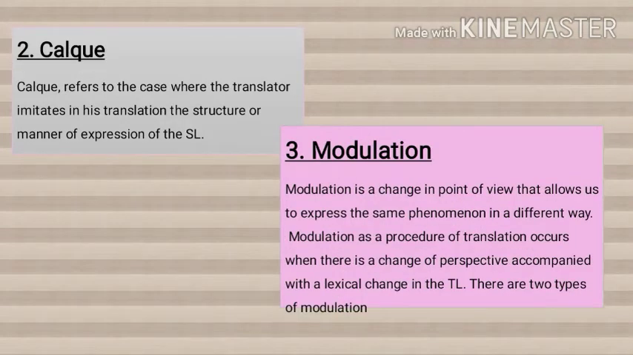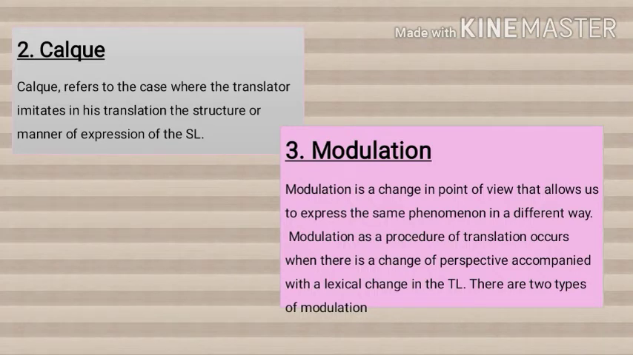2, colloquy. Colloquy refers to the case where the translator imitates in his translations the structure or manner of expression of the SO. 3, modulation. Modulation is a change in point of view that allows us to express the same phenomenon in a different way.